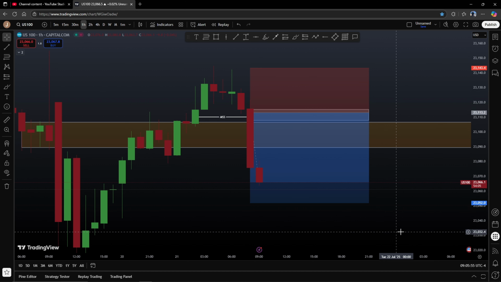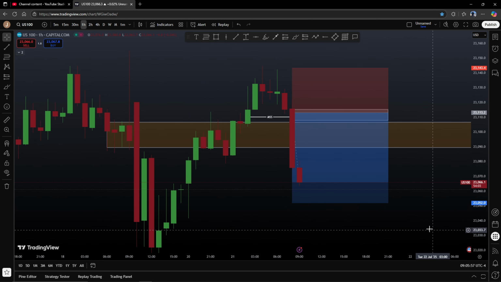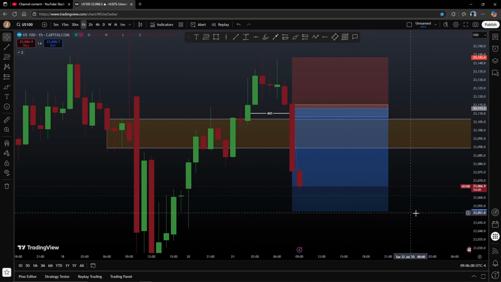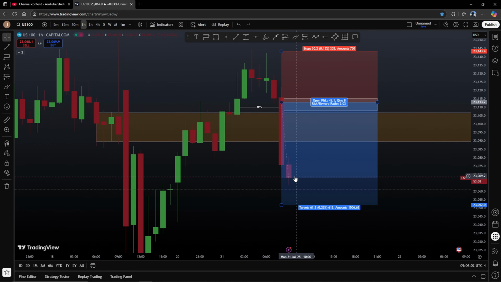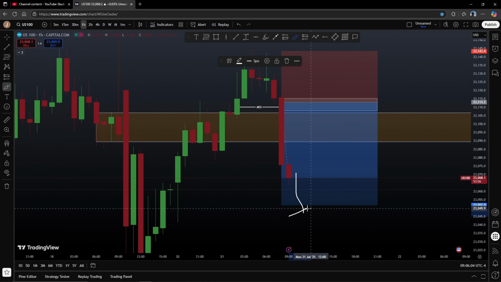So all I'm doing at this current moment is waiting for the New York Stock Exchange to open up so that we can potentially see a further continuation move back down, which I will favor.